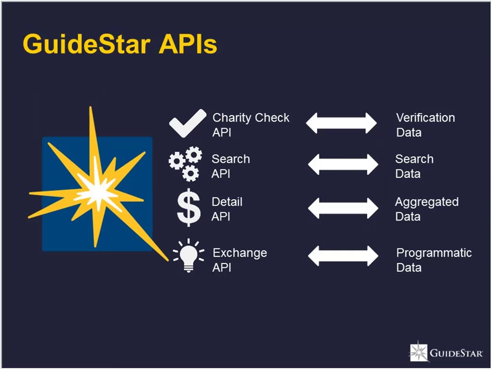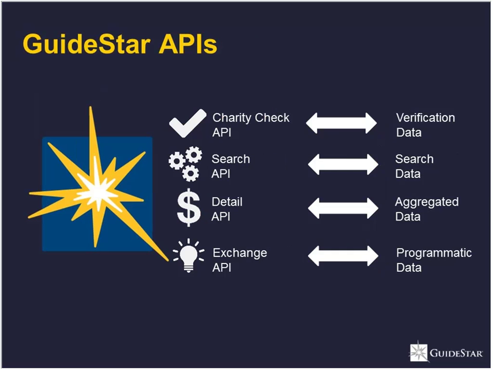And our search API is just that. It's for search. You type in a keyword, you type in an organization name, and you get a set of results back. It's those results that you can then use to get to another one of our APIs called the Detail API. Detail API is actually aggregated data. I'm using that term a little bit loosely.